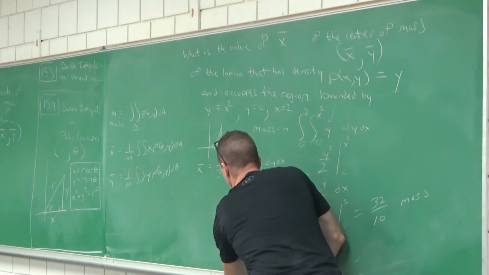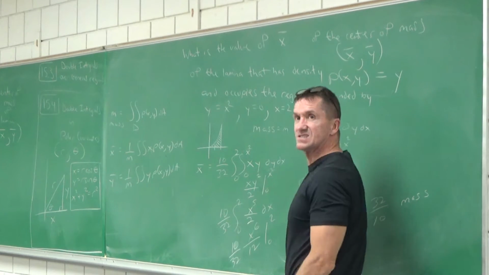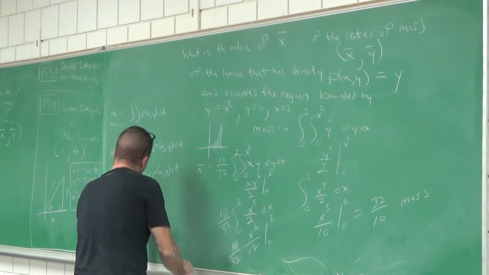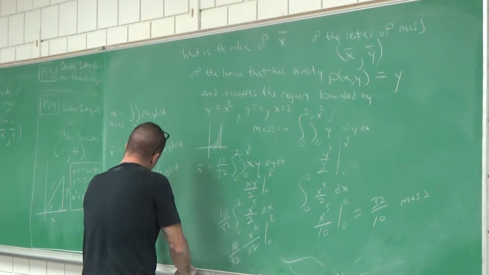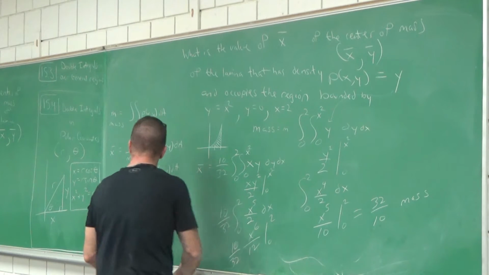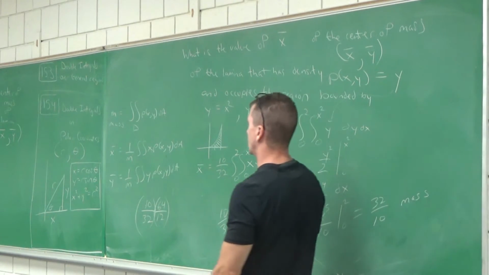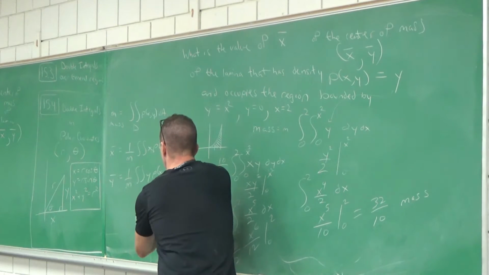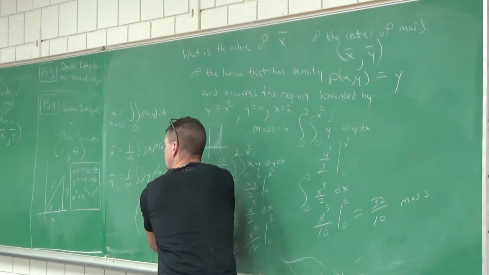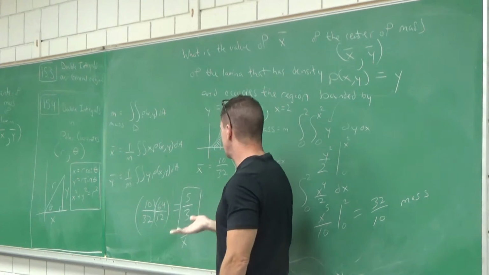What is 10 over 32 times 2 to the 6th over 12? What's all that simplified to? Is that 20 over 12? What's 20 over 12 reduced? 5/3. Remember, that's x bar.